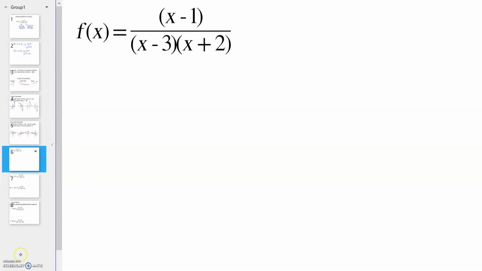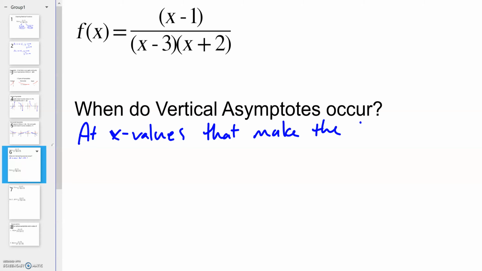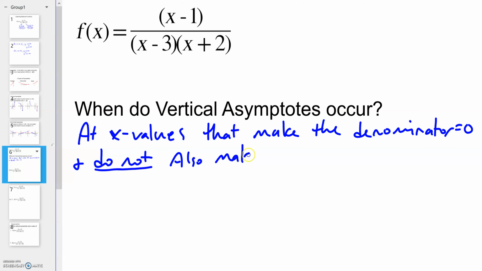It has to do with the denominator and the extraneous solution thing that we talked about in the past. So when do vertical asymptotes occur? They occur at x values that make the denominator 0, and do not also make the top, the numerator, 0. So we have to be careful, and I'll talk about what happens if it makes both the denominator and the numerator 0 in a second.